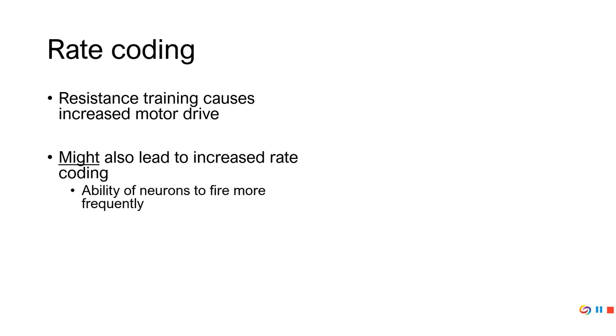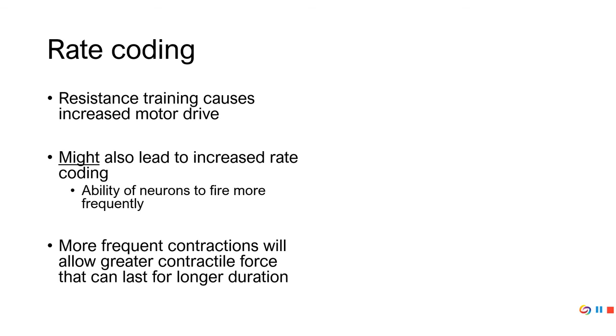Now, what that number is, we don't know. But there's a lot of evidence to suggest that it can only send out so many signals in a given moment. Rate coding is similar-ish. Rate coding is the ability of a motor unit to fire more frequently. And if a motor unit can fire more frequently, it's going to be able to generate more force.